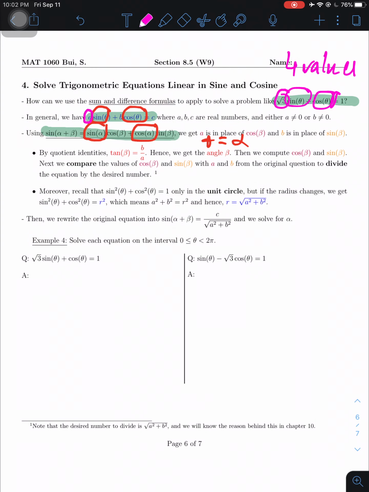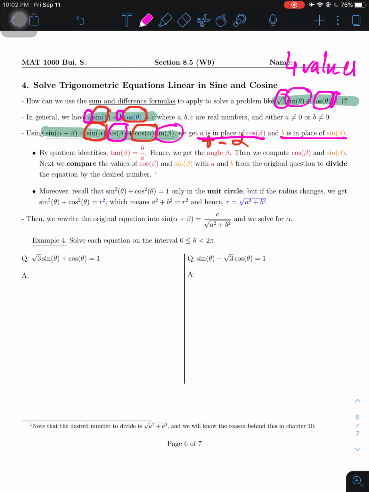Okay, for the other one, let me put it in pink. A in here is actually cosine of beta, and B in here is actually sine of beta. Okay, just like what I had in here. A for cosine and B for sine. I know it's confusing. I know it confuses me already. But yeah, let's see what we have in here.